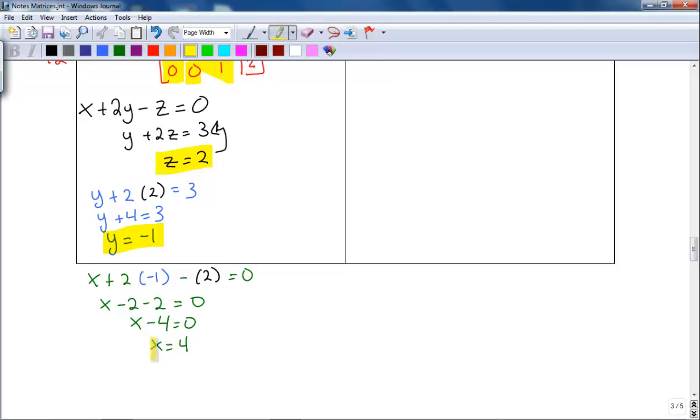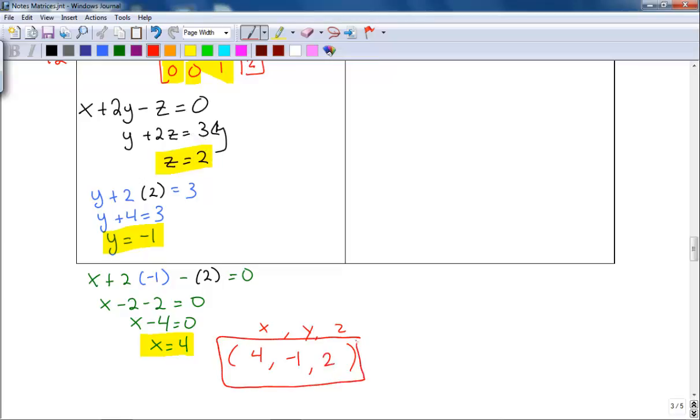So now I know what x is, and what y is, and what z is. So my ordered triple will be in the format of x, comma y, comma z. So I'm going to write what x is, and that's 4, comma, my y is negative 1, comma, my z is 2. So my answer is 4, negative 1, 2, included in parentheses as an ordered triple.